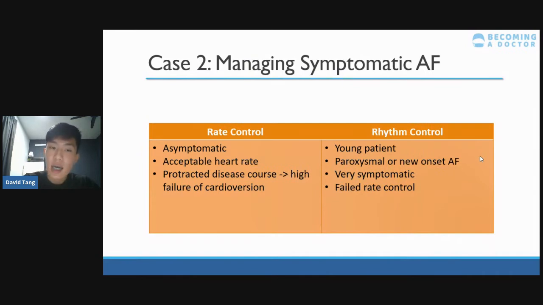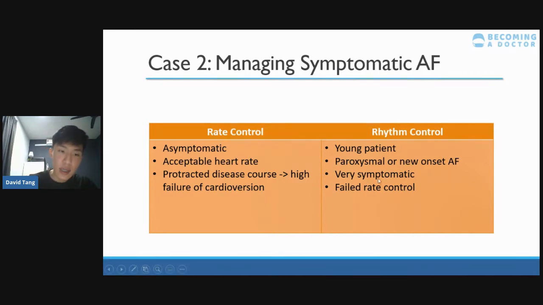Secondly, there is a higher success rate in introducing rate control, because like I said, advancing age is one of the risk factors for developing AF. And also, if the patient has long-term AF, for example, if a year has passed since the diagnosis till treatment, the success rate of rhythm control is really low. So it gets exponentially lower as the disease duration progresses.